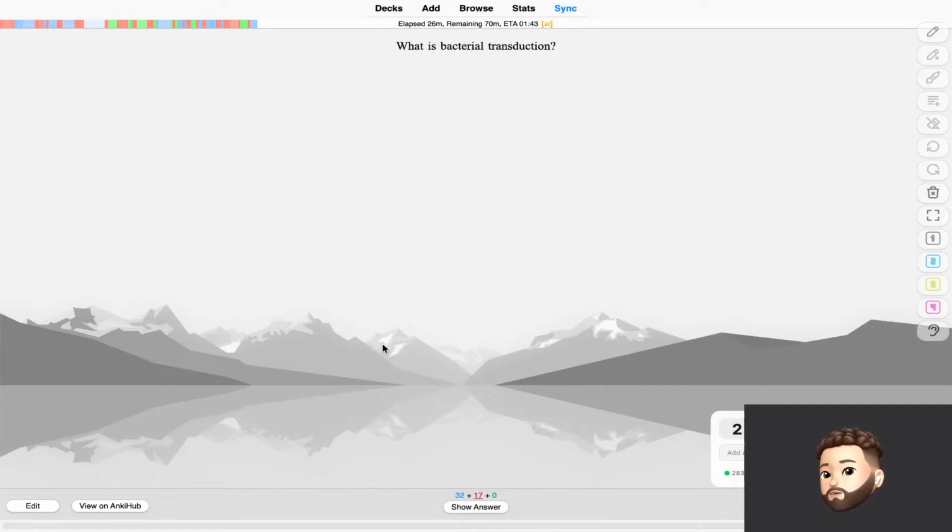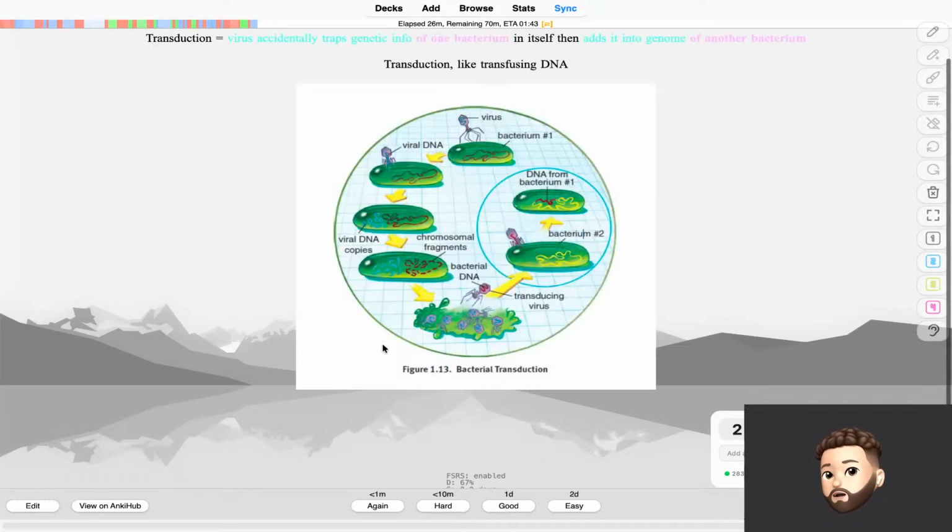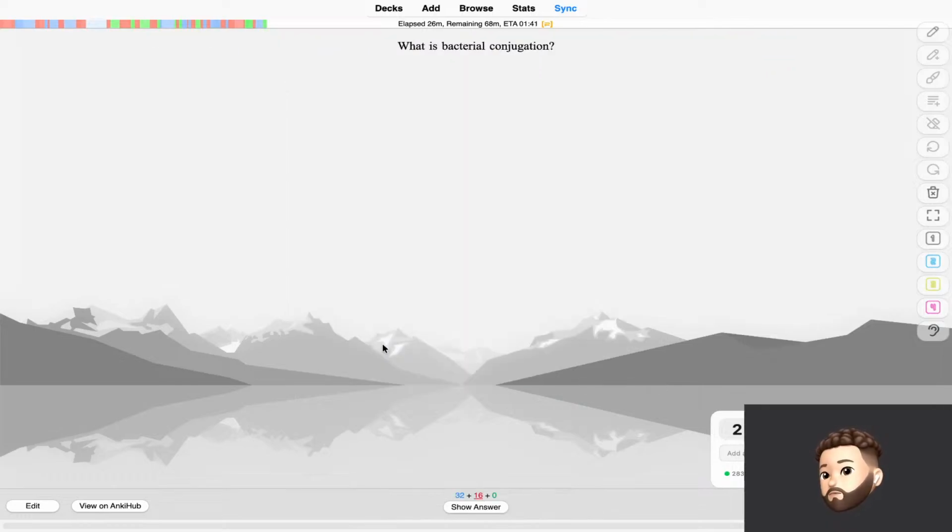What is bacterial transduction? It's when a virus captures bacterial genetic information in order to transfer it to other bacteria, into the genome of other bacteria. What is bacterial conjugation? It's when a bacterium forms a conjugation bridge and transfers the F plasmid over.